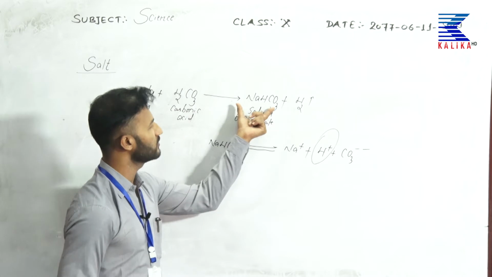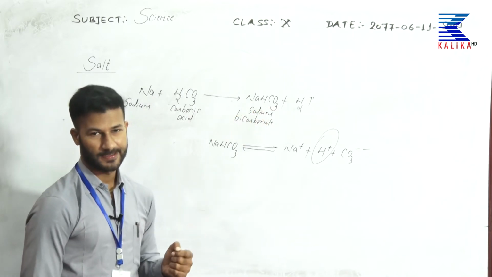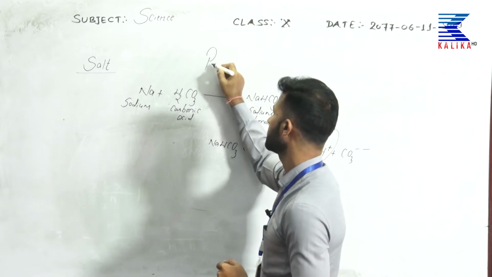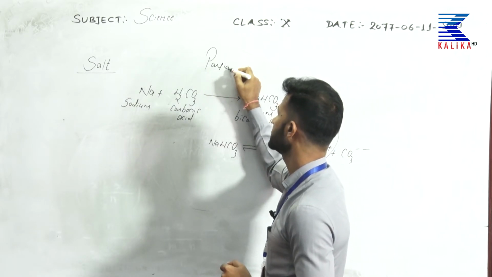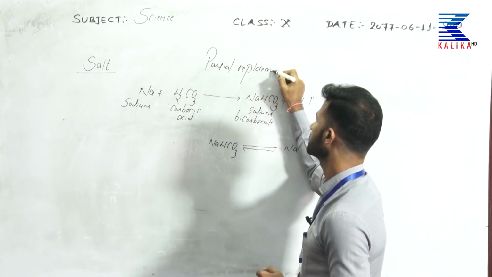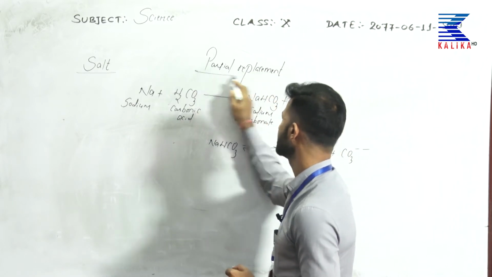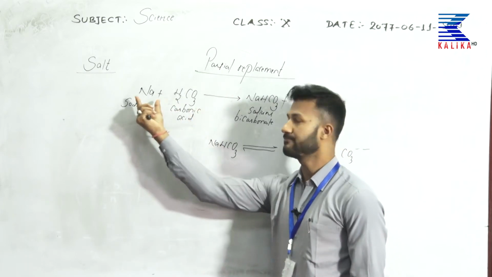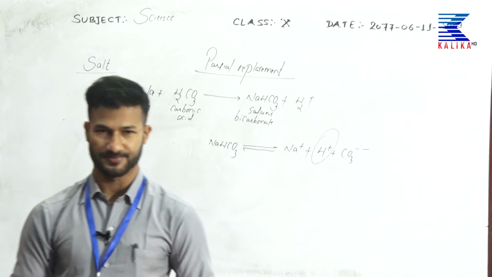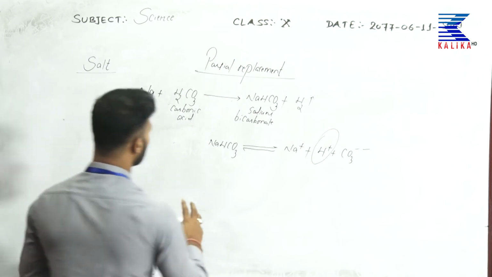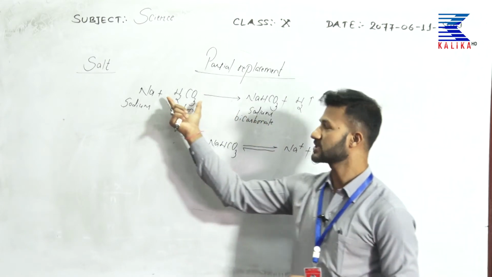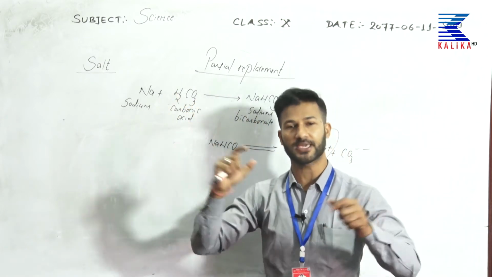So this is how we get salt, by the partial replacement of hydrogen from acid by metal, or as I said, ammonium radical, meaning NH4 plus radical. So how does salt form when hydrogen is completely replaced from the same chemical reaction?